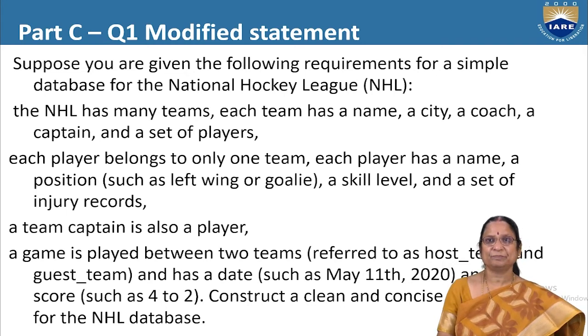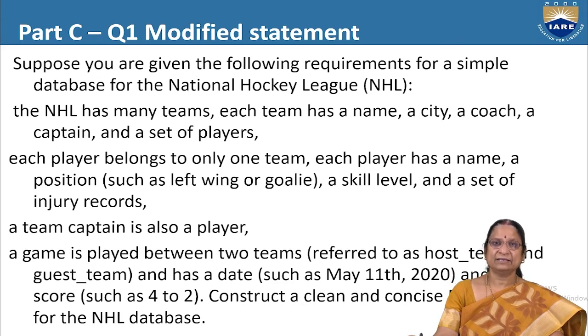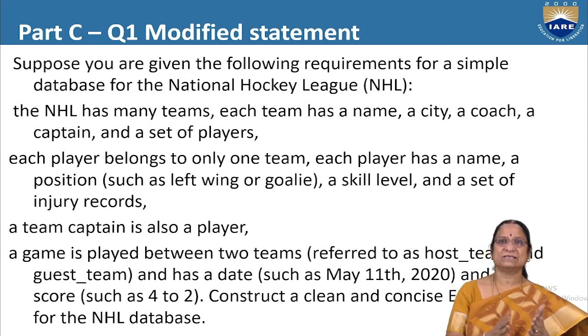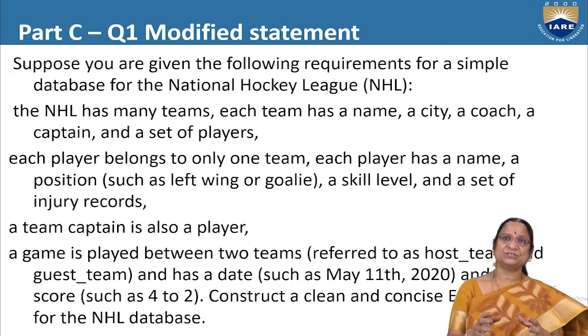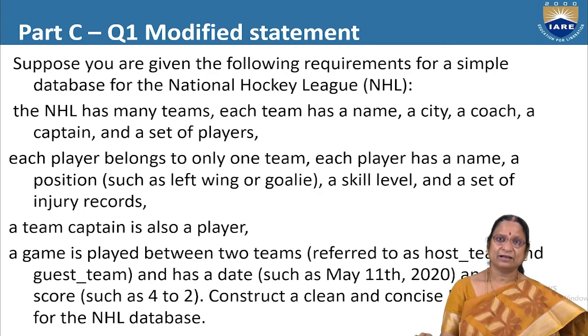A game is played between 2 teams. Teams are going to be categorized as a host team and a guest team. And the host team and guest team are going to have a match date and score, that is 4-2. That means 4 goals for one team and 2 goals for the other team, like that. So both teams' scores will be represented, and for this we have to construct an ER diagram. This type of problem definition is a little bit explanatory.